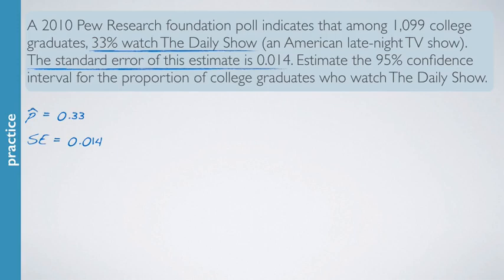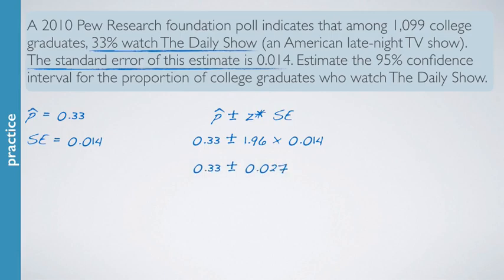In this case, our point estimate is p-hat, and then we have plus or minus a critical value z star times our standard error that make up the margin of error. The p-hat is 0.33 plus or minus 1.96 for the critical value times the standard error that we're given. The problem gives us a margin of error of 0.027 or 2.7%.